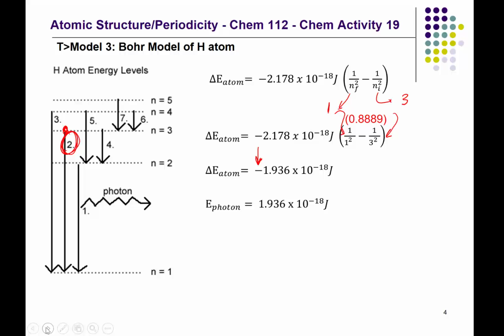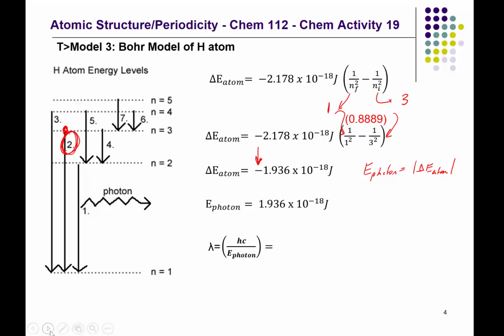So the atom loses that amount of energy. How does it lose that energy? Well, it loses it as a photon. So note, I've taken that delta E atom and, in a sense, made it into a positive value. In other words, we can say that the energy of a photon is equal to the absolute value of the change in energy of our atom. So there we have the 1.936 times 10 to the negative 18 joules.